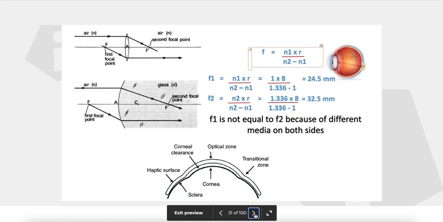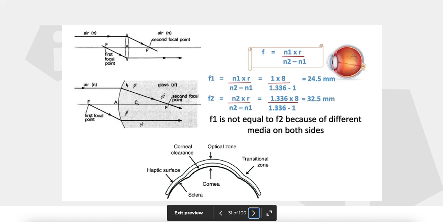Let's see the explanation. If we have a lens and the medium in front is air, and the medium behind is air, then the anterior and posterior focal points, or the first and second focal points, will be equal.